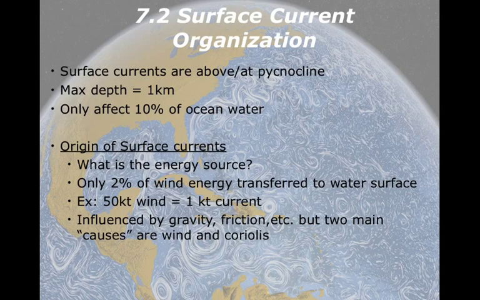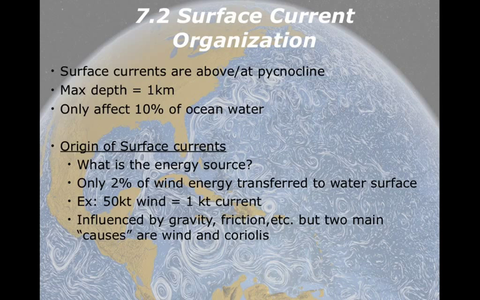So what is the energy source for surface currents? It's the wind. Wind is the primary source of all surface currents. And we talked about energy being transferred in waves before. Only about 2% of wind energy is transferred via friction into a current. So the example in the book is if you have a 50-knot wind blowing, you will end up with a 1-knot current. Unlike when we looked at waves, we don't need to worry about wind duration and so on.